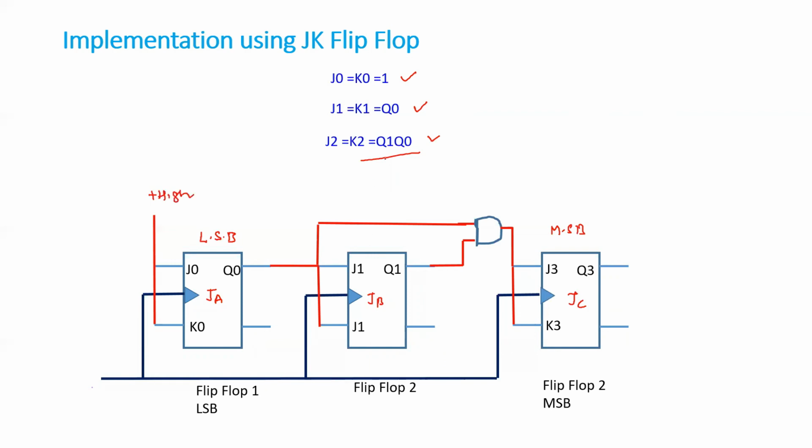Then J1, K1 is equal to Q0. So Q0 is here being added. And then J2, K2 is Q0 and Q1 dot, this is dot. So you are putting an AND gate here and just giving it there. So this is a synchronous thing. All of them are being provided with the same clock. In asynchronous, the output of the first is acting as a clock for the next. In the synchronous one, all of them are driven by the same clock. So this is the implementation of your 3-bit synchronous counter using JK flip-flops.